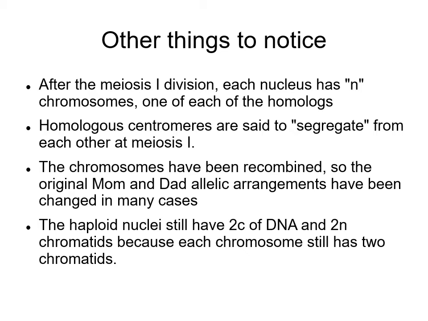It's important. The haploid nuclei after meiosis 1 still have 2 C of DNA and 2 N chromatids because we haven't had meiosis 2 yet.